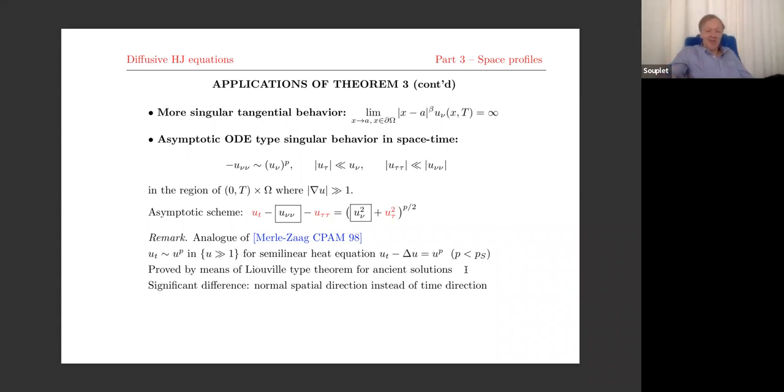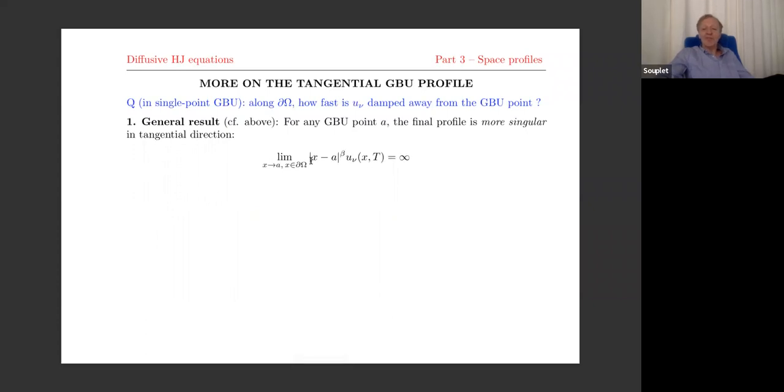Our proof is a kind of adaptation of the Merle-Zaag proof to our context, the proof of the asymptotics. But the big difference is that the time direction is now replaced by the normal spatial direction. Other than this, it's this kind of ODE simplifying mechanism that can be observed asymptotically in the singular part of the solution. Okay, there are more predictions which I skip. And now let me conclude, if I have a couple of minutes.